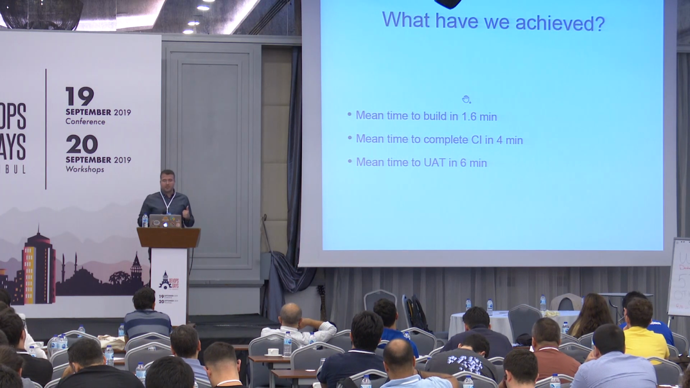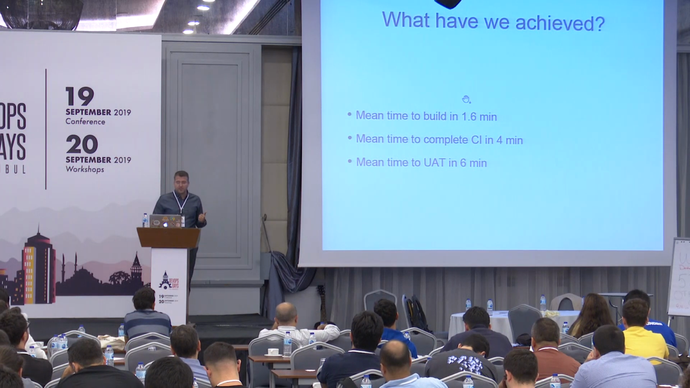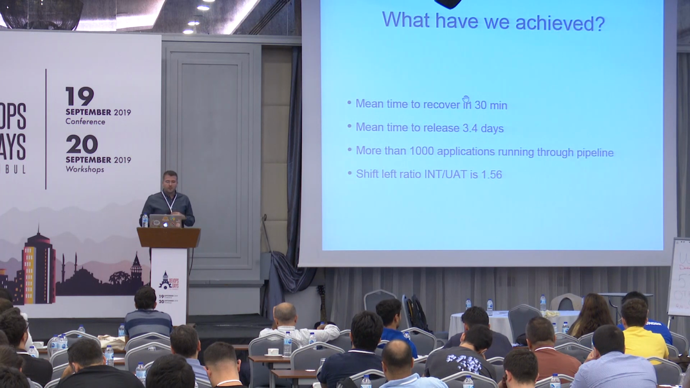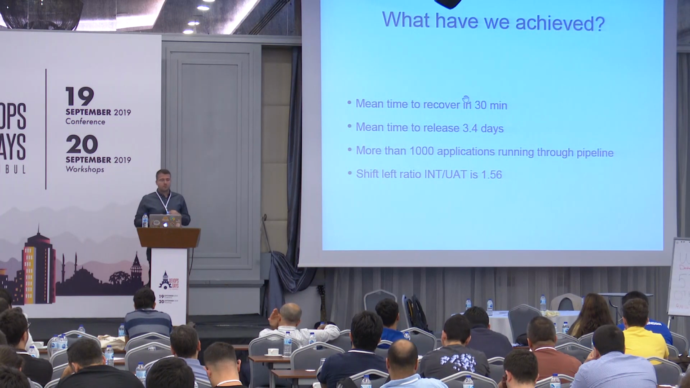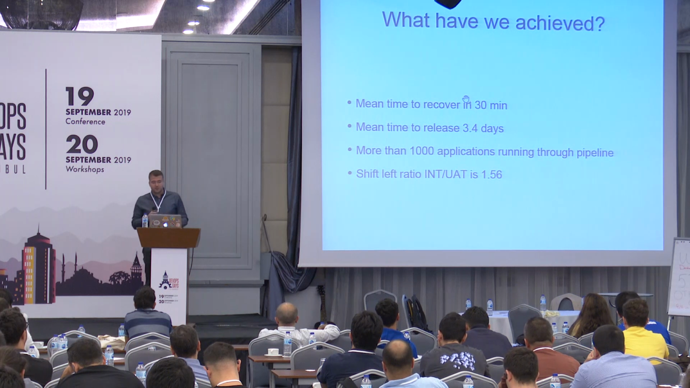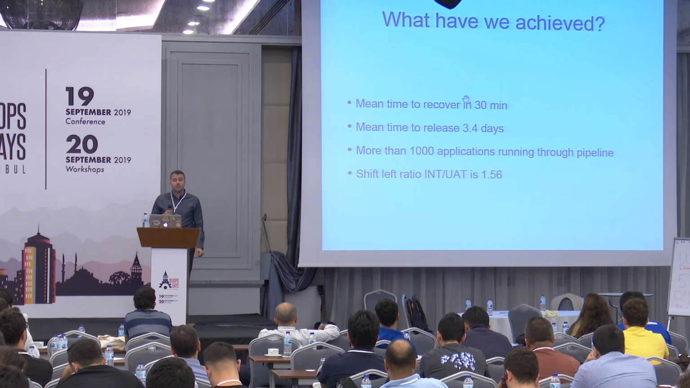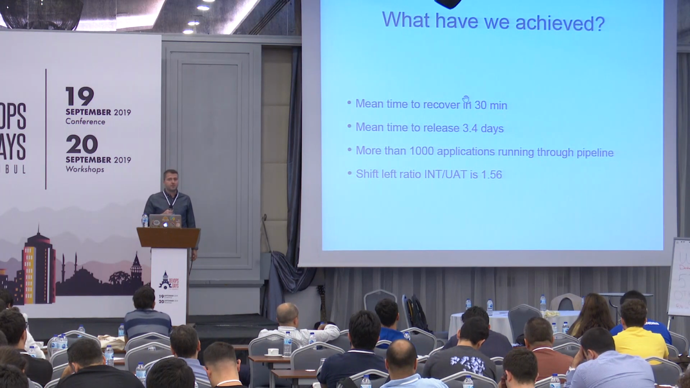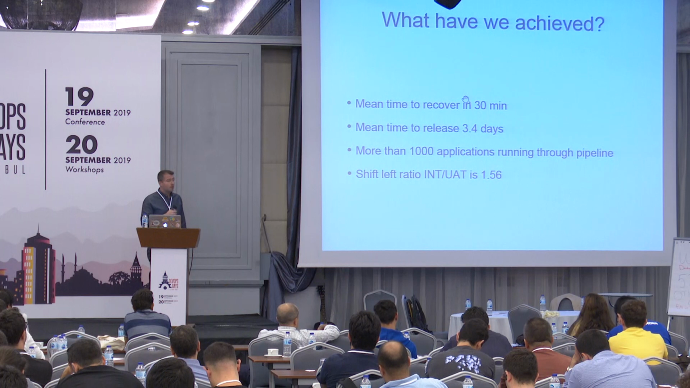And as a result, we reduced our build time to 1.6 minutes, complete CI in 4 minutes, and release to UAT in 6 minutes. We also reduced our recovery time to 30 minutes and mean time to release to 3.4 days, and right now we have more than 1,000 applications running on our new release pipeline, and our shift-left ratio is 1.56.